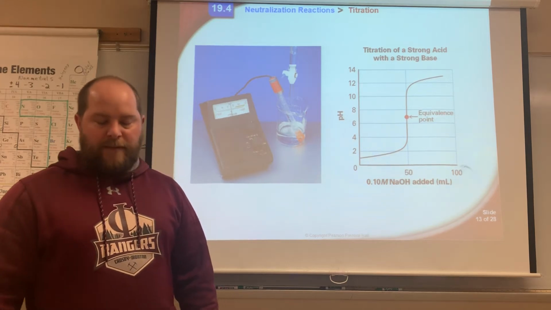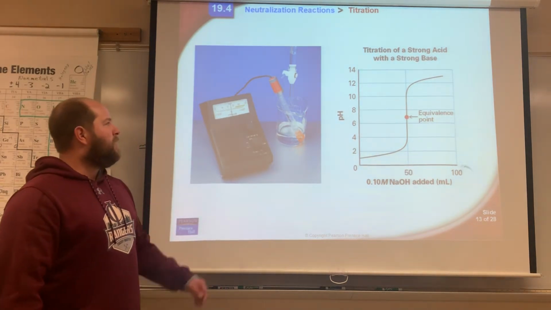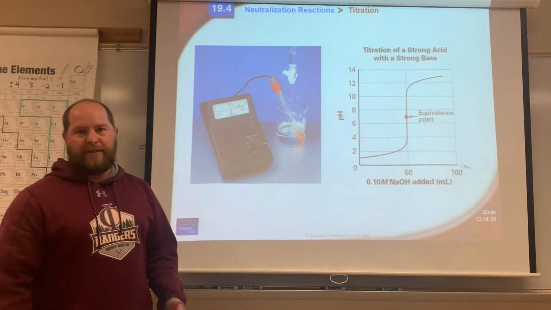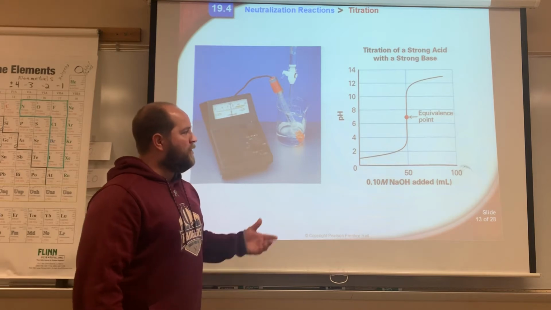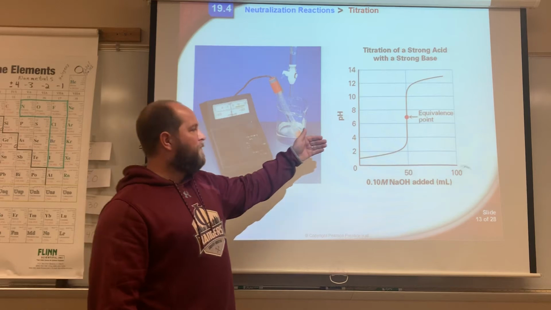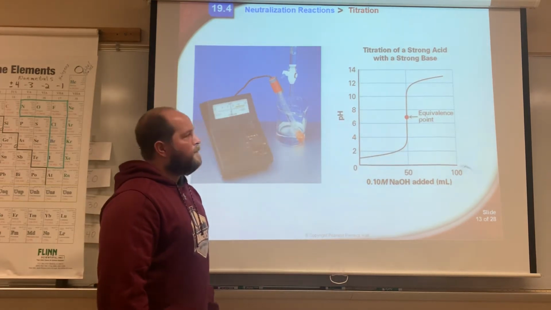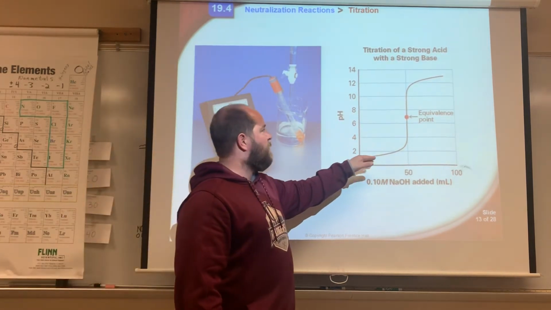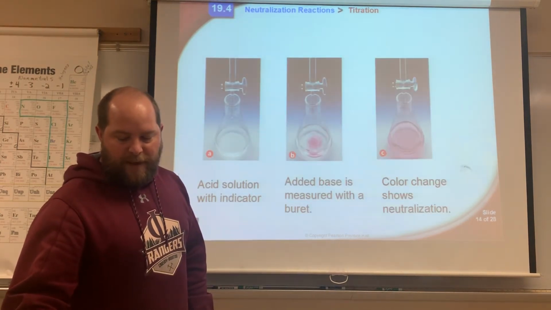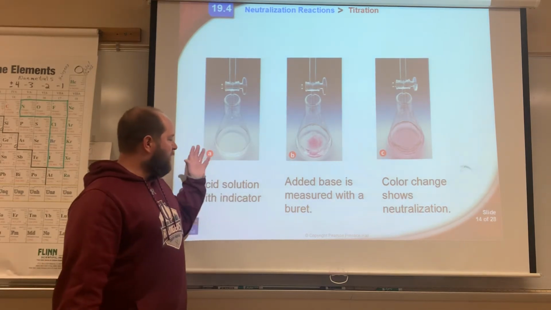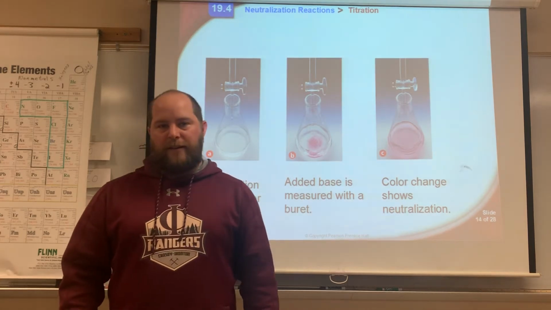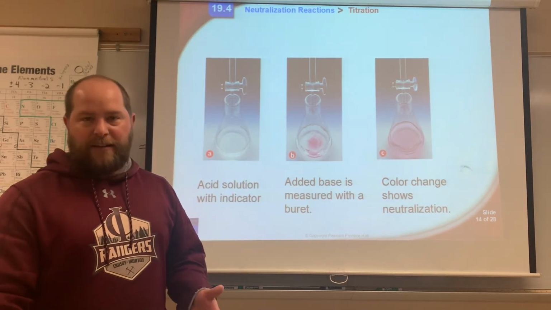Another way to signal the end of a titration is to use a pH meter. Like in that one picture, they had the pink indicator in there. We could just use a pH meter when it reaches 7. We know we've reached the equivalence point. And this is kind of what a titration curve would look like. And here's just another example of that. So if we didn't have an indicator, we could use a pH meter, which would be a little bit more challenging. The indicator works very well.